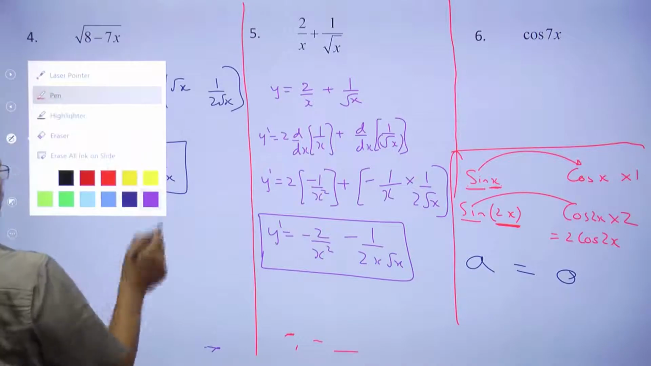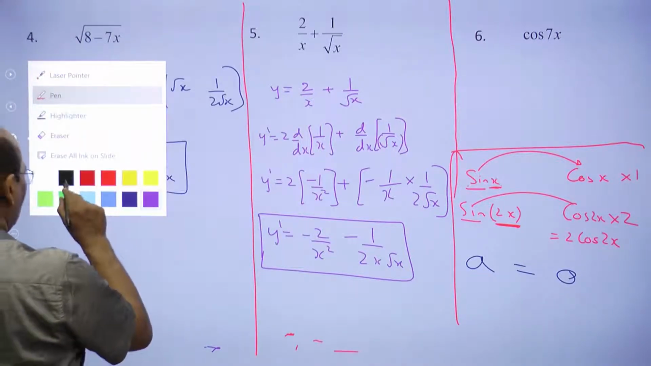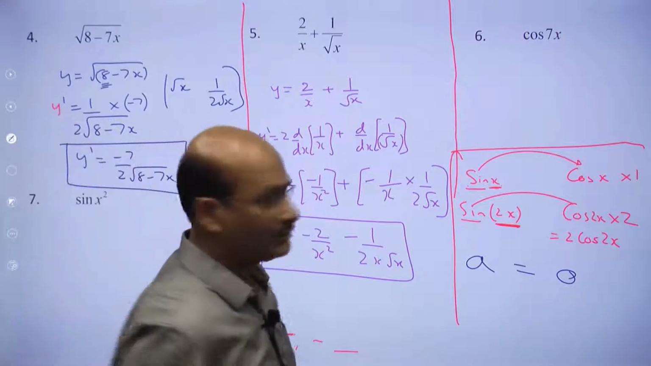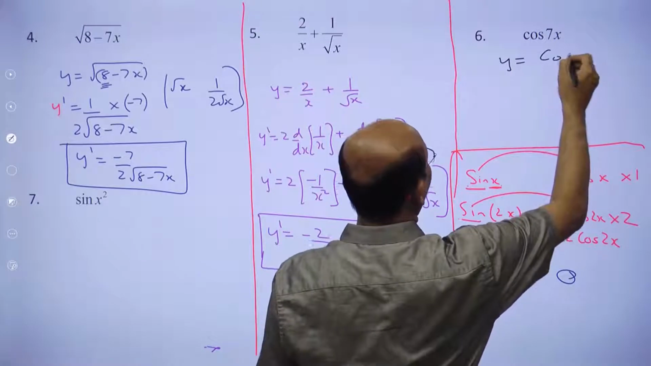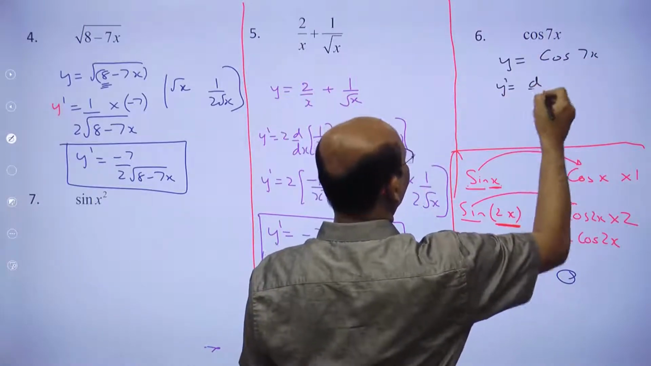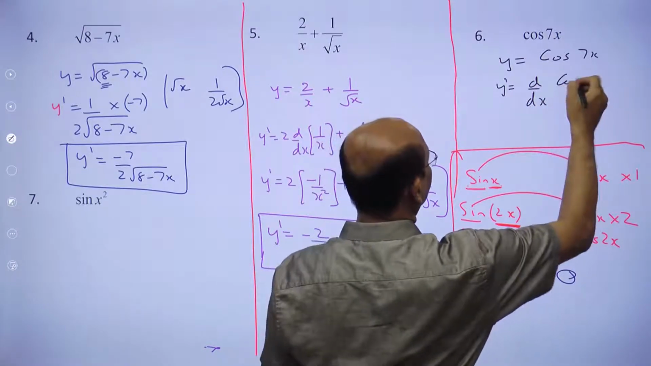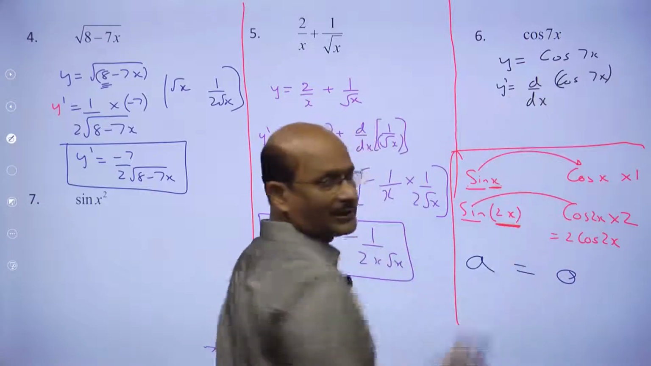Let us take the next question now. Next question, you can take cos 7x. So again, y is equal to cos 7x. So y dash is the derivative of cos 7x, because the variable x is differentiated with respect to x, keep that in mind.